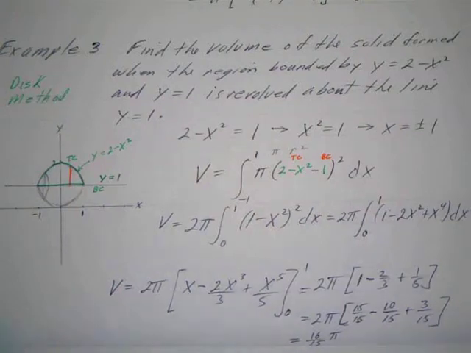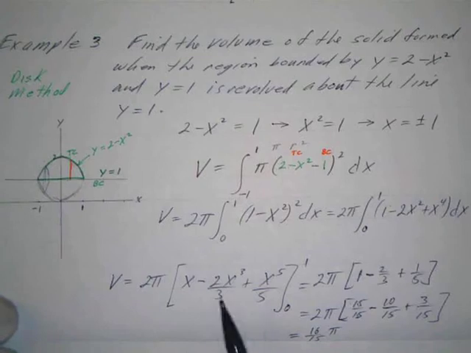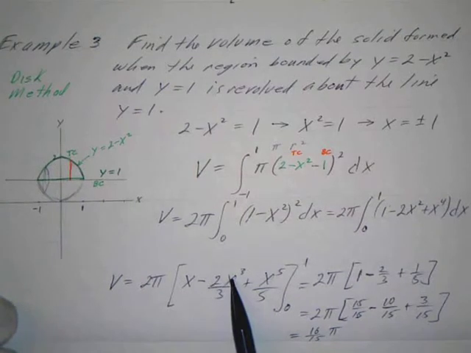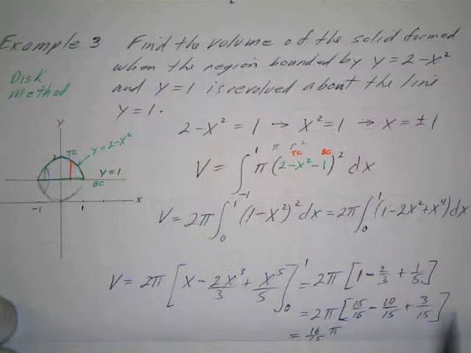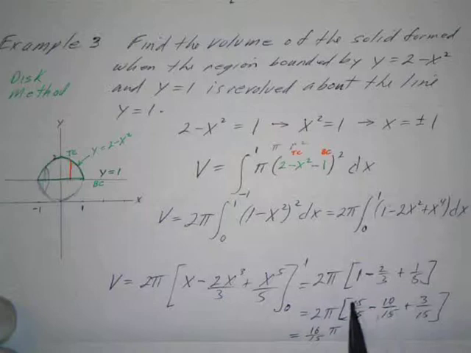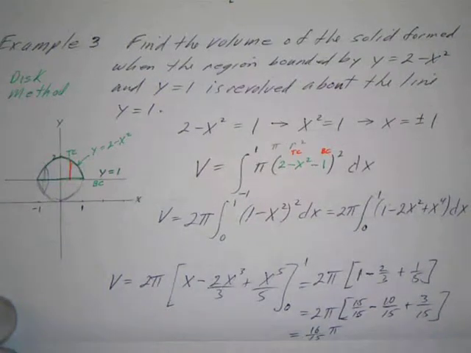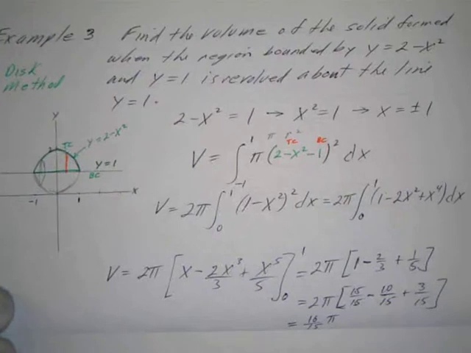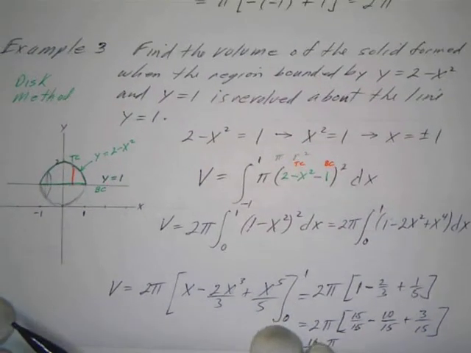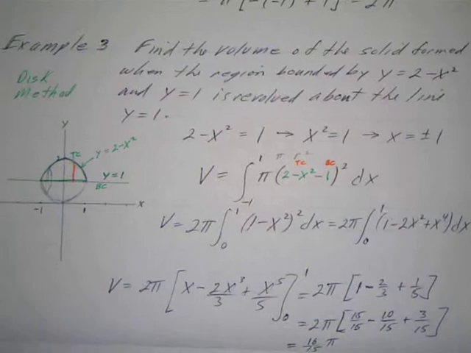So I've got 1 minus 2/3, since 1 cubed is just 1, and plus 1/5, since 1 to the 5th is 1. I can put this all over 15, so I get 15 over 15 minus 10 over 15 plus 3 over 15. 15 minus 10 is 5, plus 3 is 8, so I get 8 over 15. Times 2 ends up being 16 over 15 pi. I hope you can read that, I was running out of room. But we can do this all arithmetically, analytically, no calculator. So it's good to be up on that.